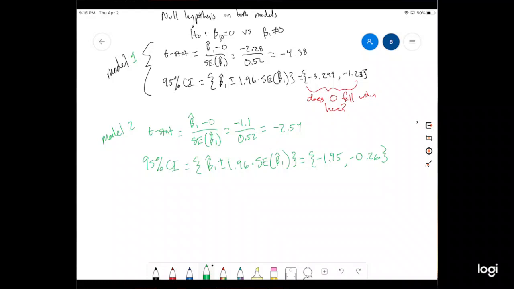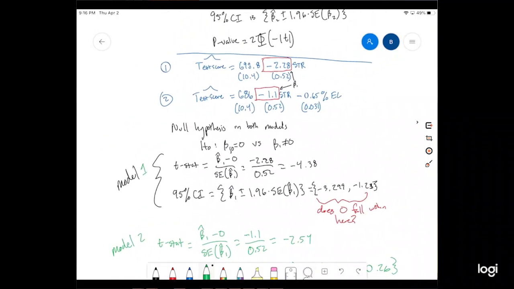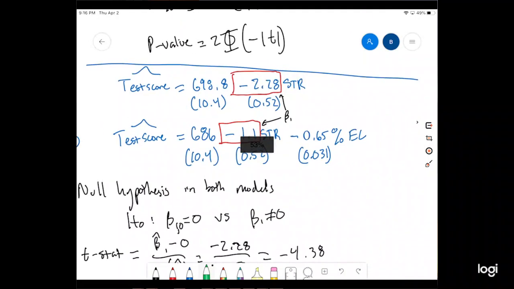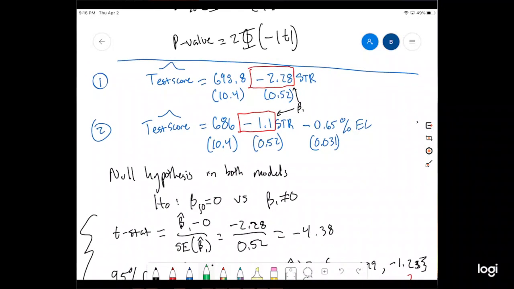We learn that there's a robust relationship between student-teacher ratios and test scores. Even if we include percent English language learners in the model, that relationship between student-teacher ratios and test scores remains strong. At least we're 95% confident that we can reject the null hypothesis.